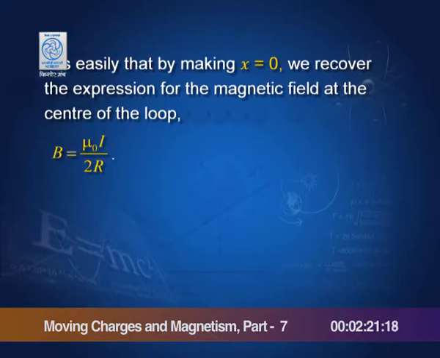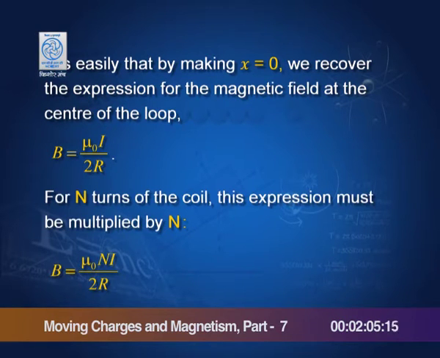And you can easily see that if I put x equal to 0, we get the center of the loop and we get the earlier result. This is r cubed and this is r squared. So, we will be left with 1 by r. So, it will be mu 0 I by 2 r, the earlier result, and therefore, once again we verify that what we are doing is the right thing.